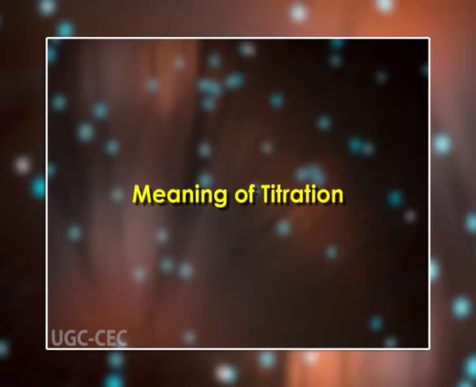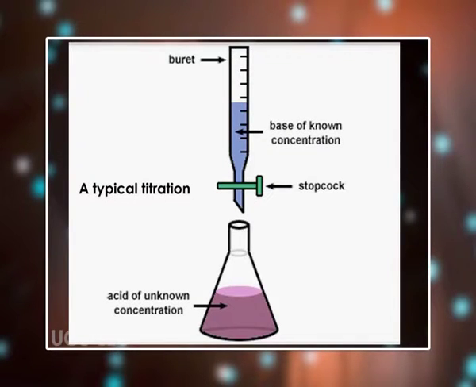Now to begin with, let us see what actually titration means. It's a volumetric analysis technique in which a solution of known concentration called the titrant is slowly added to another solution of unknown concentration until the reaction reaches neutralization, which is often indicated by a color change. Acid-base neutralizations through titration allow for quantitative analysis of the concentration of an unknown acid or base solution.